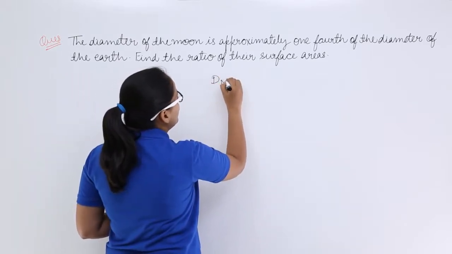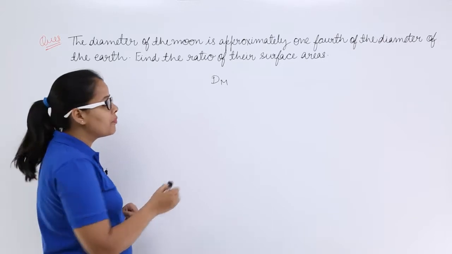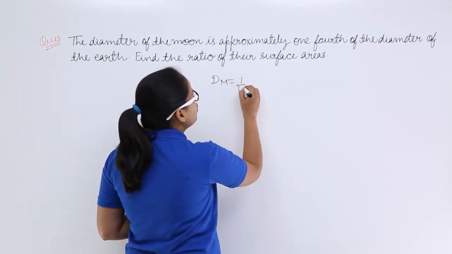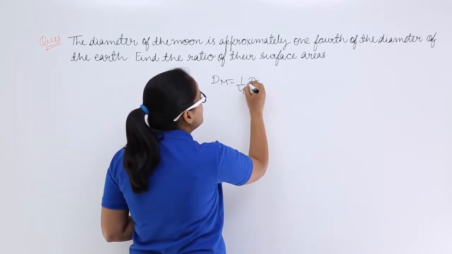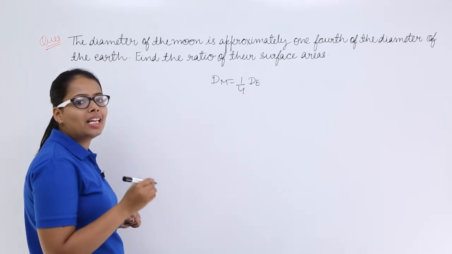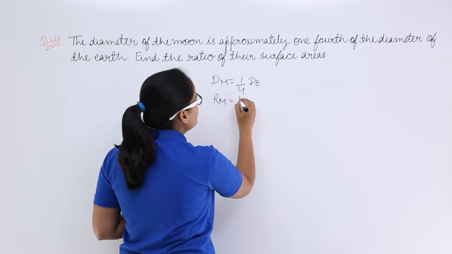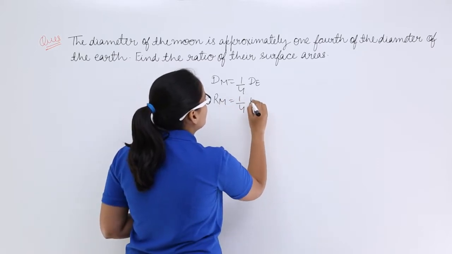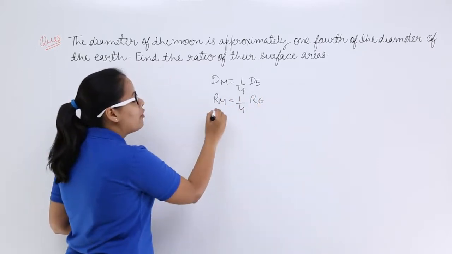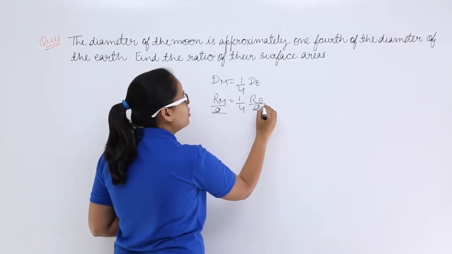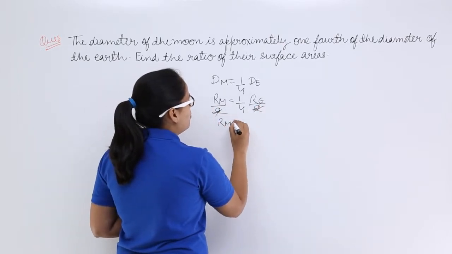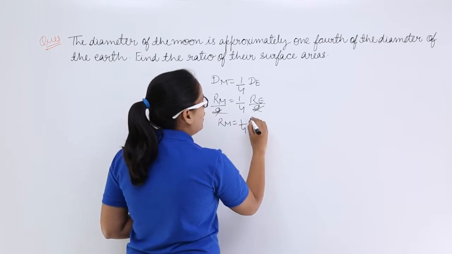Diameter of moon, let's represent the diameter as dm, is 1/4 of the diameter of the earth. Let's represent this as the diameter dE. So radius is going to be exactly half of this. Half and half will get cancelled out and you will get Rm is equal to 1/4 of Re.